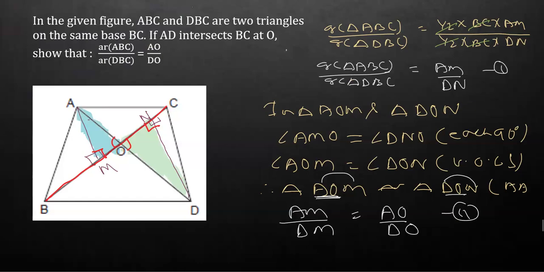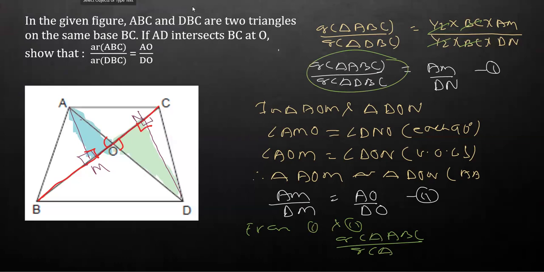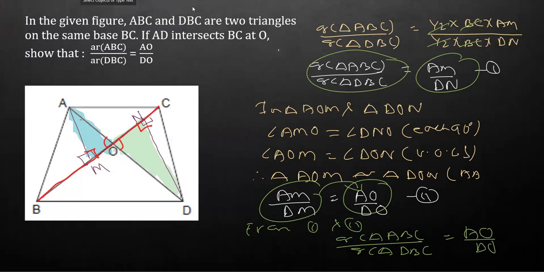Now, what if I replace AM over DN in equation 1 with AO over DO, as they are equal? So let's do this. From equations 1 and 2, we can say that area of triangle ABC over area of triangle DBC is equal to, replacing AM over DN with AO over DO, AO over DO. And we'll say hence proved.